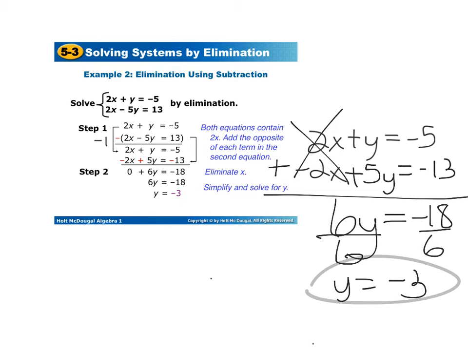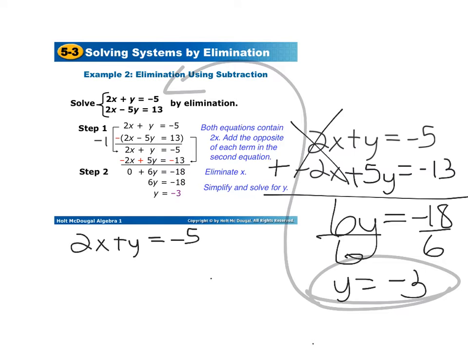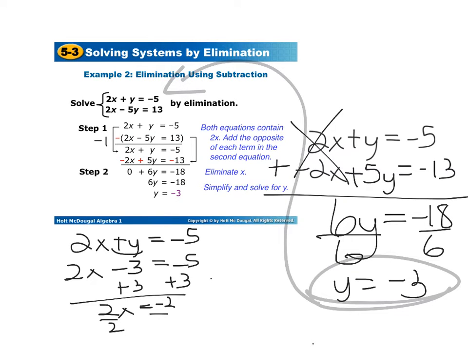Now that I have the value of one of my letters, plug it back into the beginning. Pick one of the equations, it doesn't matter which. I'll do the first one. So 2x plus y equals -5. 2x, and then I'm putting -3 here for the y, and now I solve. Add 3. 2x equals -2. Divide by 2. X equals -1. So the answer here is -1, -3.